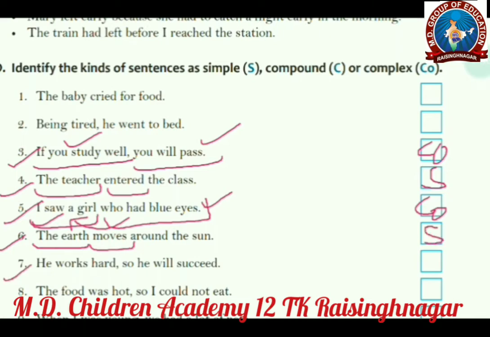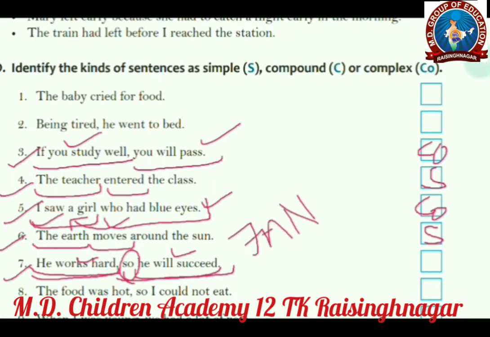The seventh one, he works hard, so he will succeed. Here are two clauses. He works hard, it's making a complete sense, and he will succeed also making a complete sense. So both of them are independent clauses and they are joined with the help of the word so. It's a coordinating conjunction. As I told you, remember coordinating conjunctions with the help of FANBOYS.